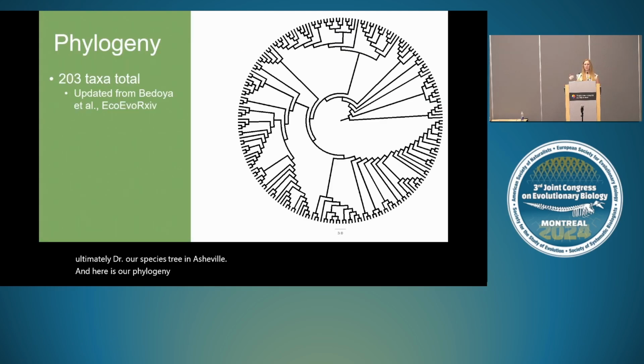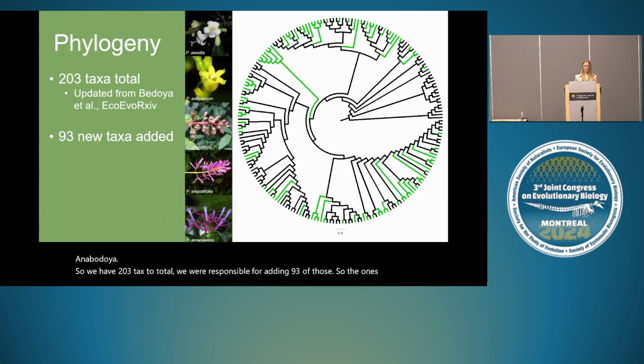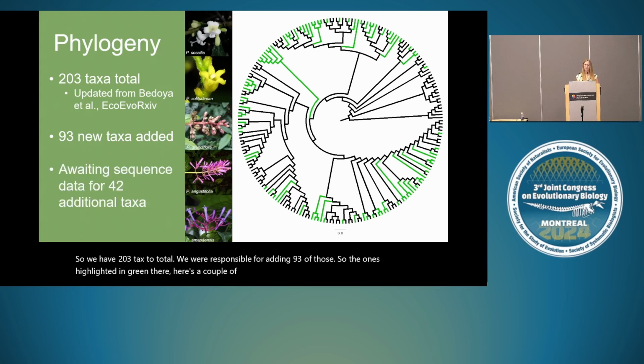This was building upon prior work done by my lab mate, Anna Bedoya. So we have 203 taxa total. We were responsible for adding 93 of those. It's the ones highlighted in green there. Here's a couple of them. And this work is still very much ongoing. We are currently awaiting sequence data for another 42 taxa. So hopefully in the coming months, this tree is going to get a lot bigger.